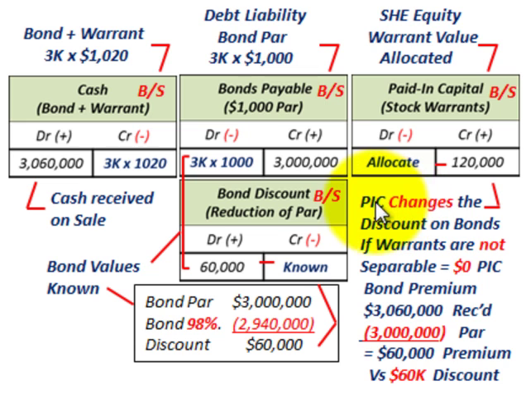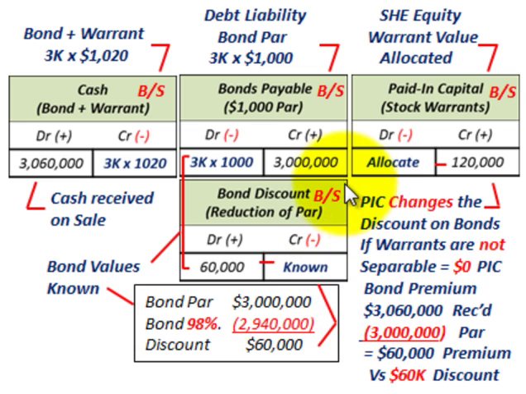So what we want to look at further is this paid-in capital. If we looked at it in these terms, our paid-in capital changes the discount that we'd have on those bonds. If the warrants are not separable, then we would not have had any allocation to a paid-in capital for a stock warrant. So that would have been zero to go into additional paid-in capital. And based on that fact, we would actually have had a bond premium, because we would have received $3,060,000 versus the par value of $3 million. So there would have been a $60,000 premium versus the $60,000 discount.